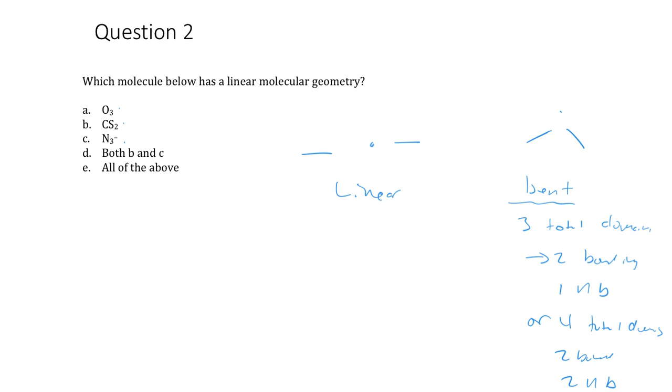Linear, we get within 2 of the domain geometries. If we have 2 total domains, that's just the linear domain. And then we also see this within trigonal bipyramidal, which has 5 total domains, and then 3 of them are non-bonding, and then 2 of them are bonding.